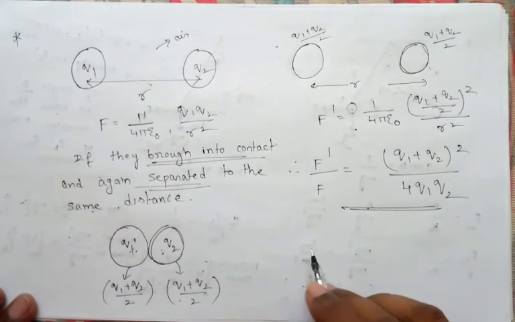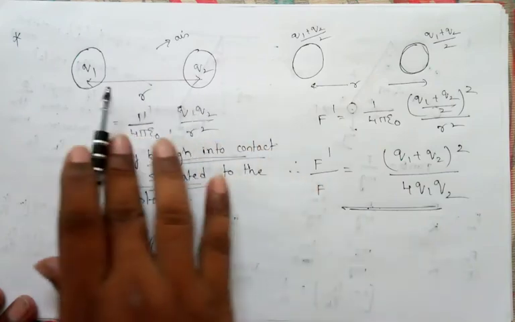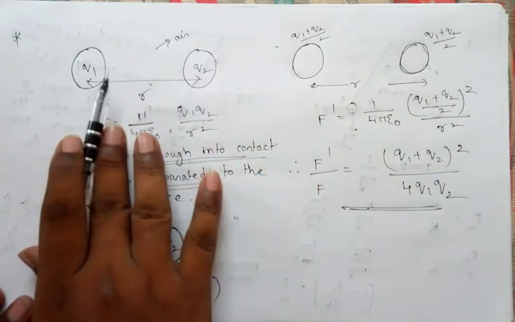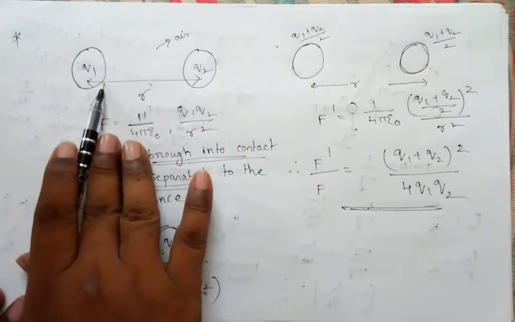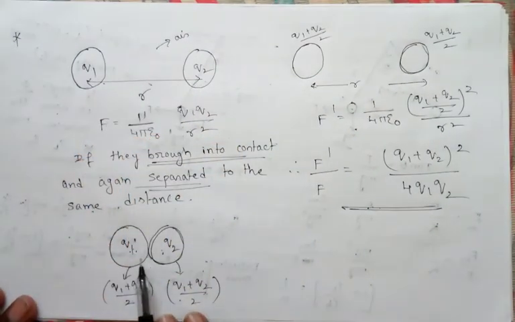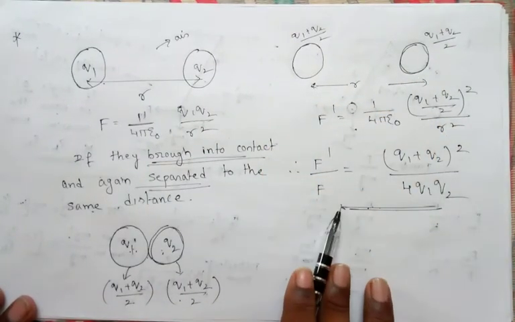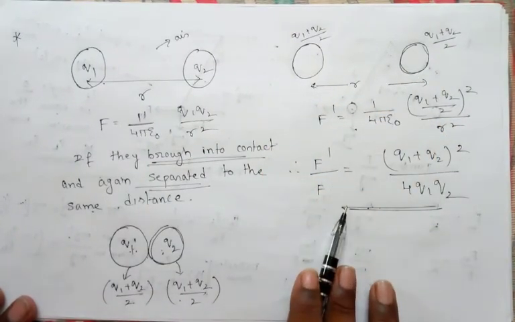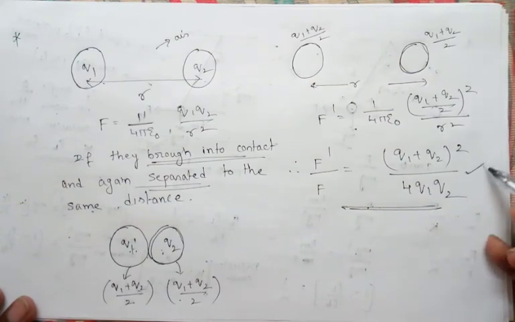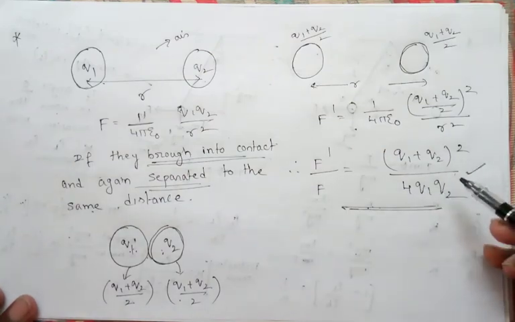This is the result. You have to keep it in mind: when two pith balls, any two spheres, or any two charged bodies are there, initially separated by distance r, and once they are brought into contact and again separated by the same distance, if they ask you the ratio of forces, you can use this formula to solve such numericals. (Q1 plus Q2) whole square by 4 Q1 Q2.